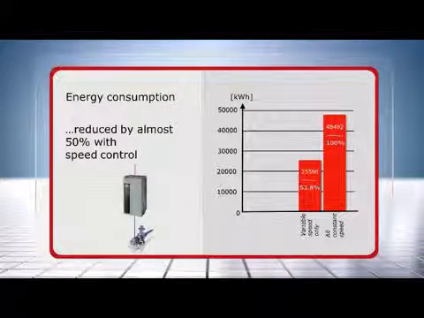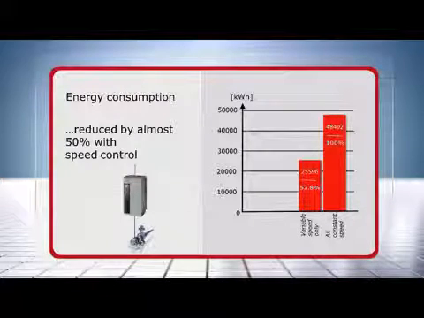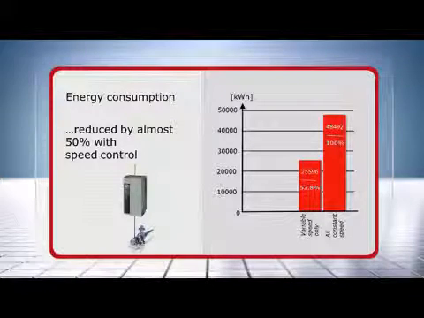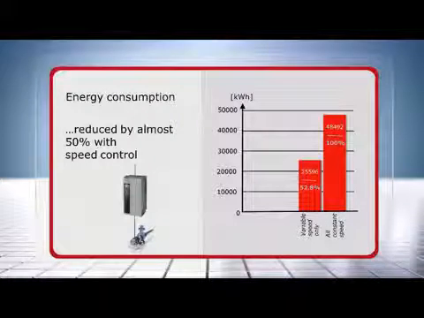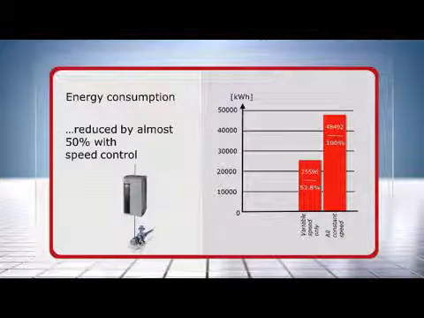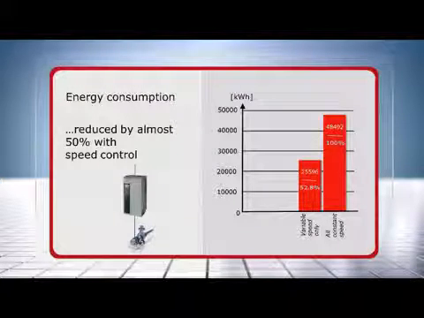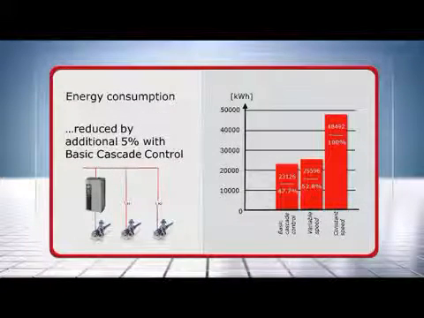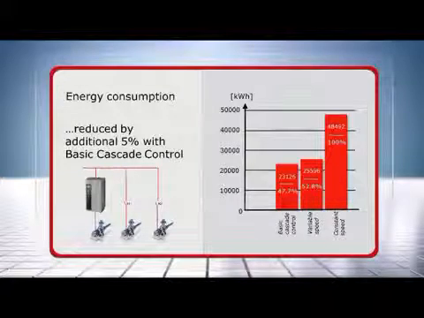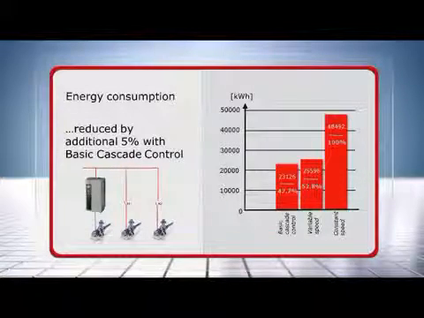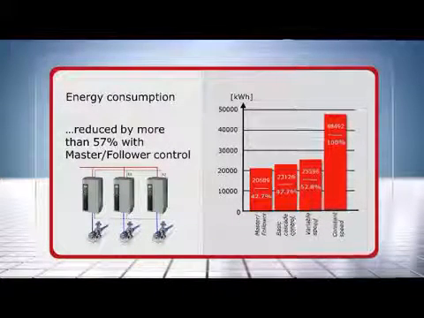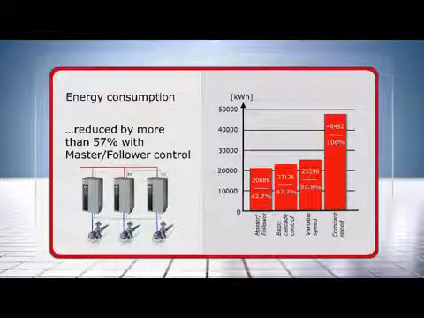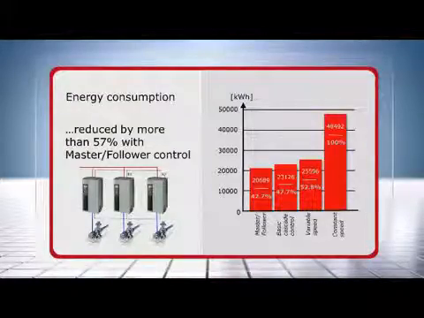This example shows that high energy savings can be achieved by applying speed control to a centrifugal pump or blower. The energy savings are a direct result of applying the so-called affinity laws. These laws state that the energy consumption can be approximately halved if the speed is reduced by just 20%, for example from 50 Hz to 40 Hz. If the load is shared between a variable speed pump and fixed speed pumps, about 5% additional savings can be obtained. And by controlling the speed of all pumps in a master follower configuration, in the same application, the reduction in energy consumption is more than 57%.